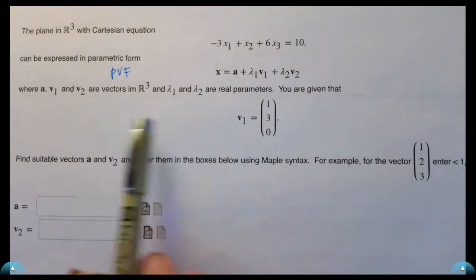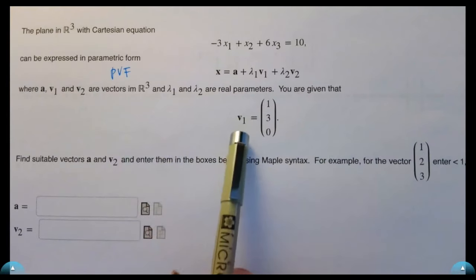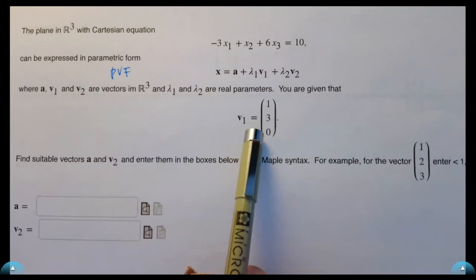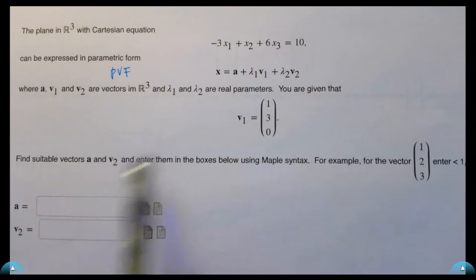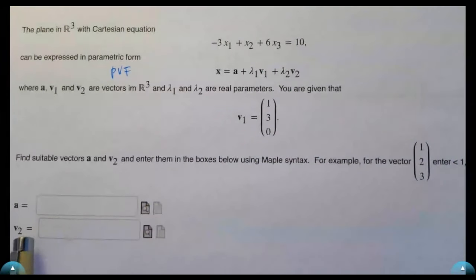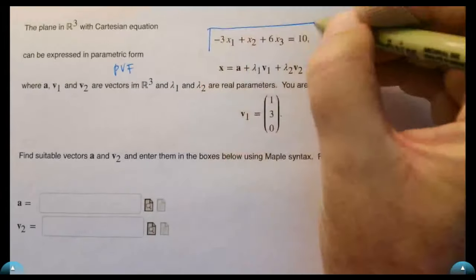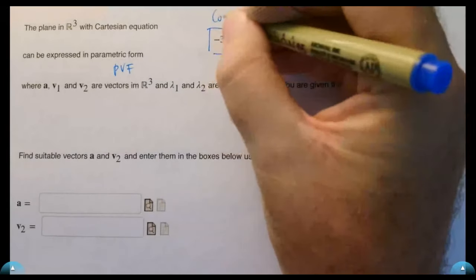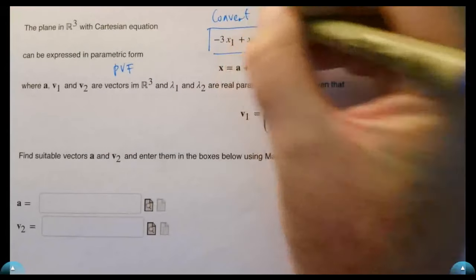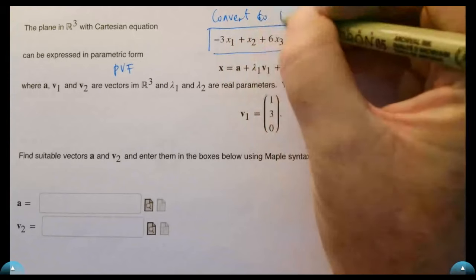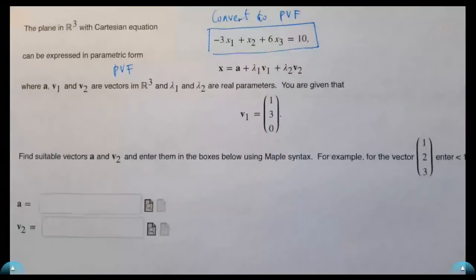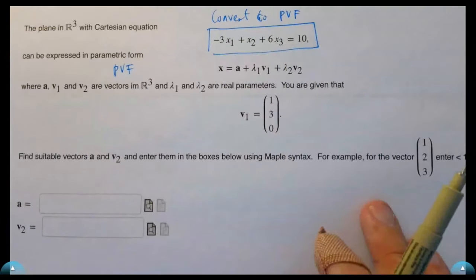So you're given a V1 vector. You're asked to come up with a position vector to any point on the plane and another vector that is parallel to the plane. So one of the strategies I've been showing you is to convert to parametric vector form.